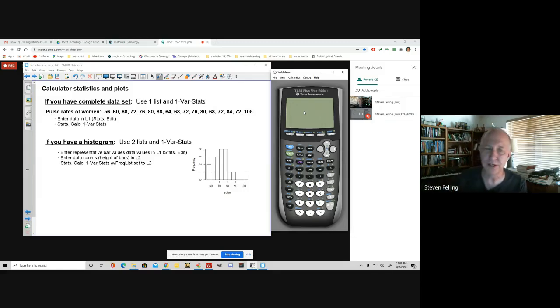Okay, so now that the data is in the list, if I want to make it display a histogram so that I can figure out its shape, we're going to do a special thing. We're going to use statistics plots. Let's do this first: go to y equals as if you were graphing an equation, and make sure that there's nothing in there. If you have any equations in here, clear them all out.